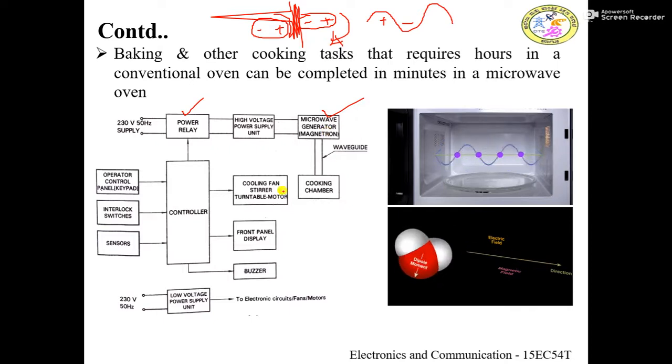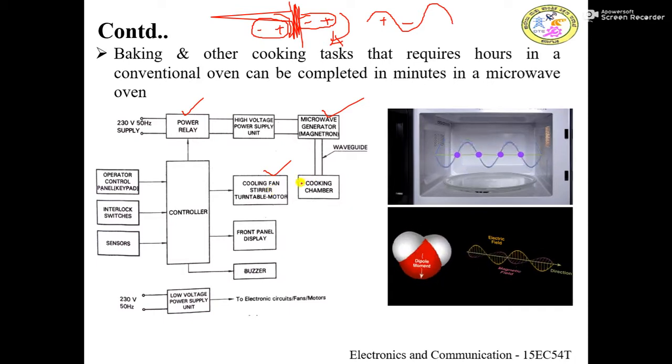Next one is the cooling fan, stirrer, and turntable motor. As 30% to 50% of the power inside the cooking chamber is dissipated in the form of heat, within a short span of time we can expect a large amount of heat to be generated in the cooking chamber. To remove that excess heat, the cooling fans are necessary here. Next one is the stirrer, which is again an important unit. This stirrer is a kind of fan, which results in even cooking.